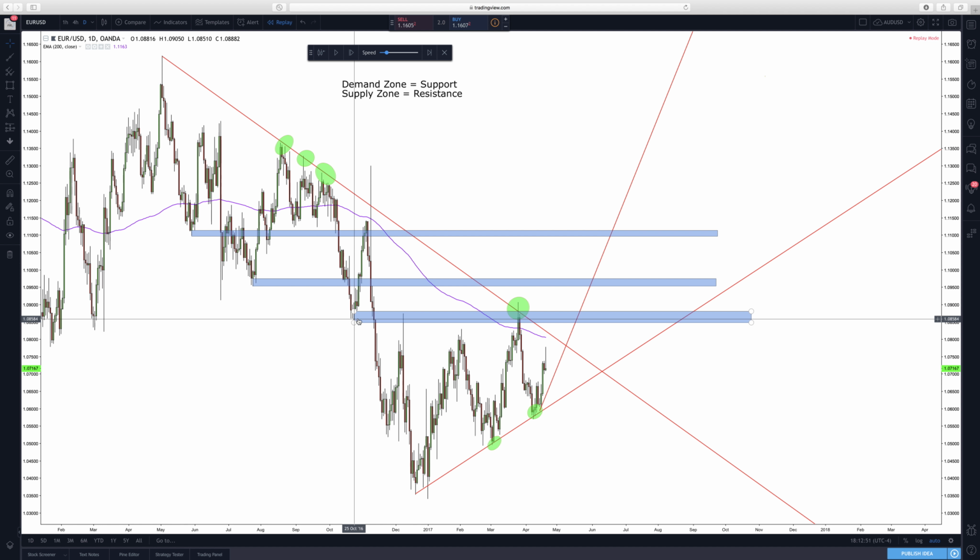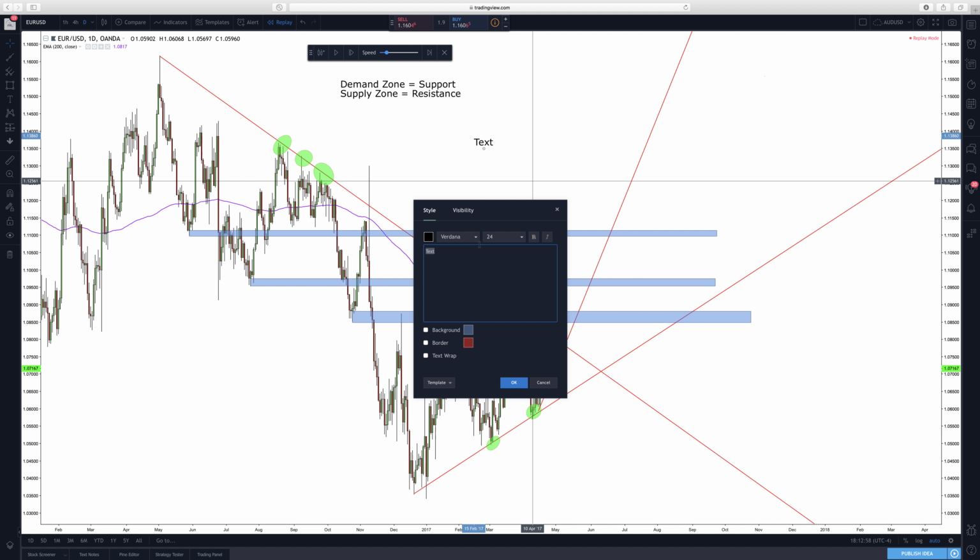You're going to have your previous support, which is now resistance, which again, let me write this down. Put this down in your notes. You may already know this, some pretty basic stuff, but for anyone new, keep in mind that previous support becomes future resistance, and previous resistance becomes future support.